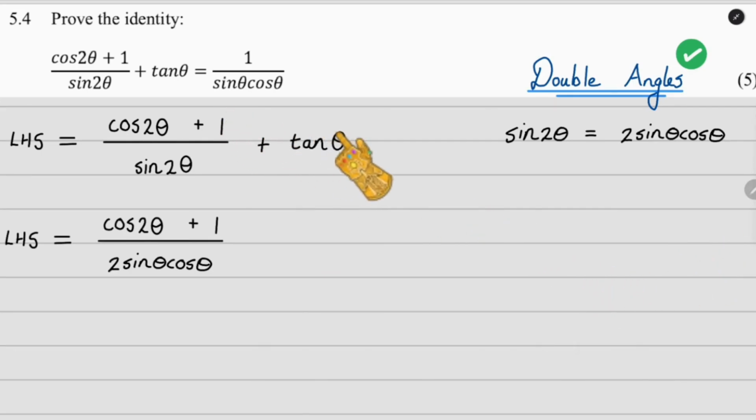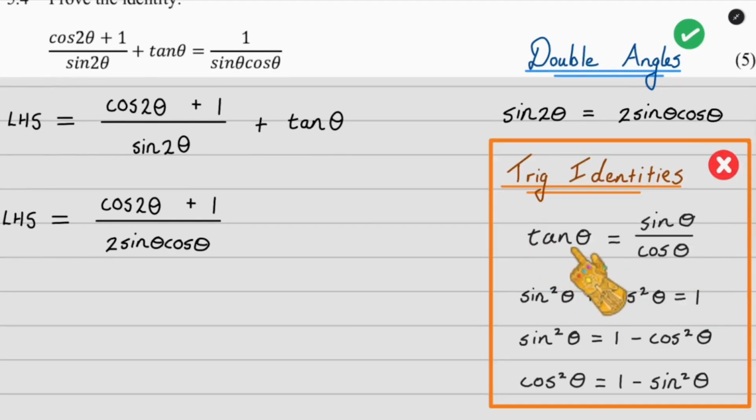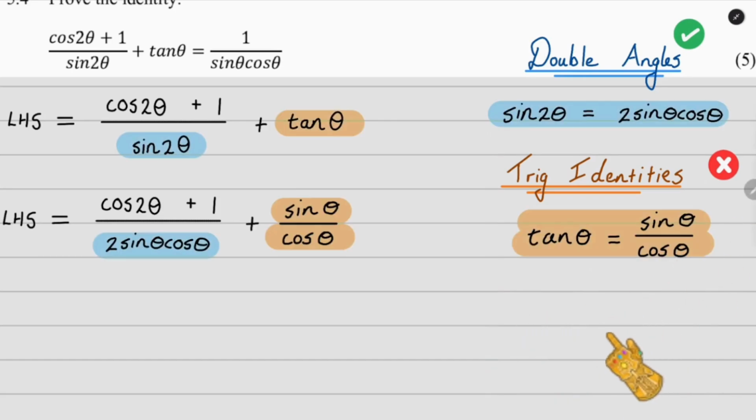And then this tan theta, it's a trig identity lurking about. So let me just quickly remind you of those grade 11 ones you need to know off by heart. And remember, I can change tan theta to sine theta over cos theta. I'm going to ignore these other three for now because we're not using them. And now after that replacement, we are getting somewhere.